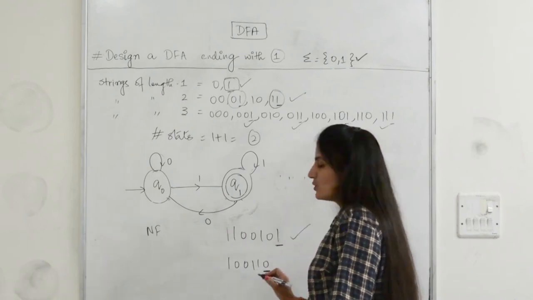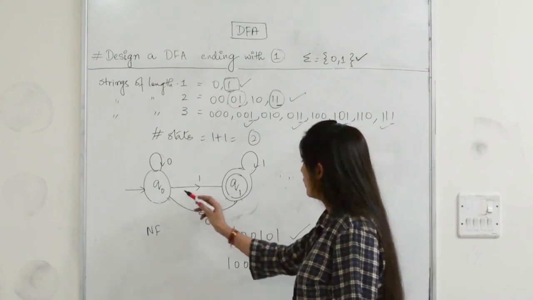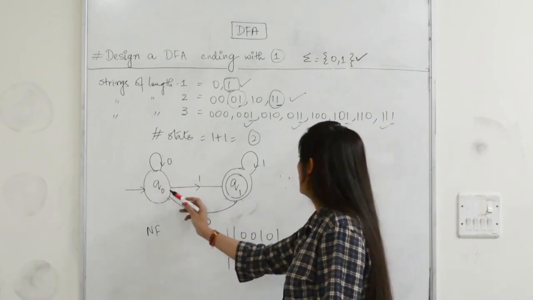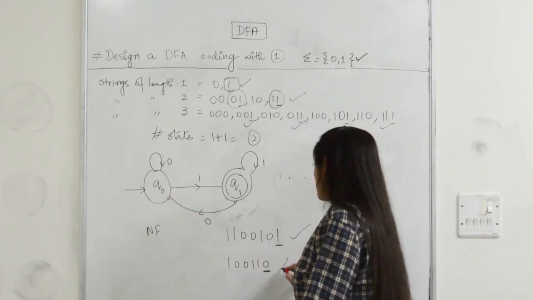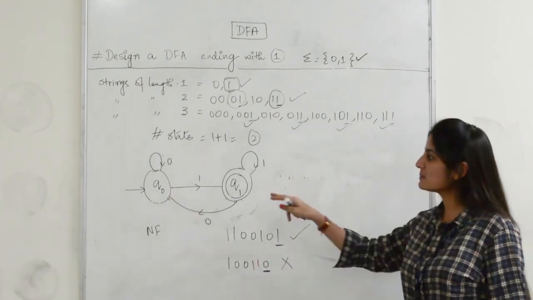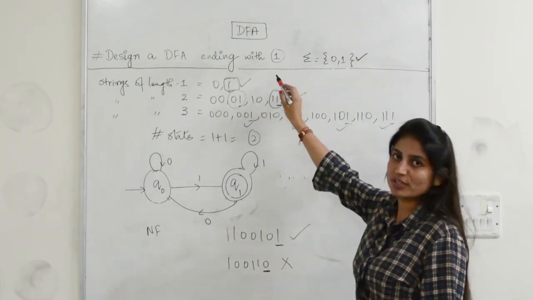Now take another string. Now it is ending with 0, so it should not be accepted. Let's see if it is being accepted or not. 1, 0, 0, 1, 1, 0, which is ending on a non-final state, it means it is not accepted. So we can say that this particular DFA is designed for all the strings which are ending with 1.